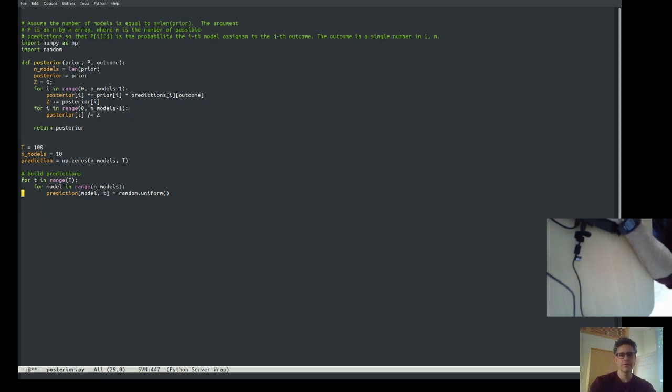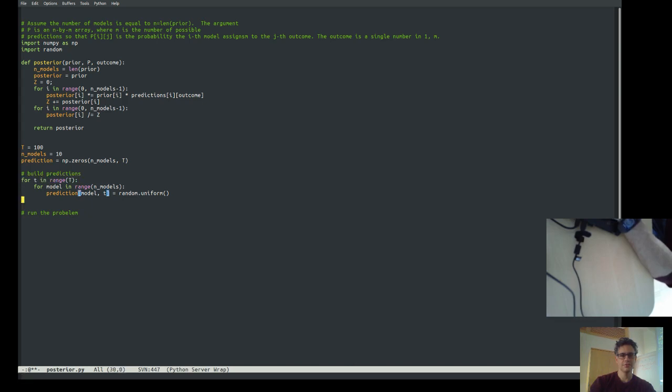Okay, and let's pick one model and say it's the best model. Yeah, let's say that the first model is always the best, and the actual probability of rain is coming from that model. It doesn't have to be, but let's say that. Okay, so now let's run the problem.